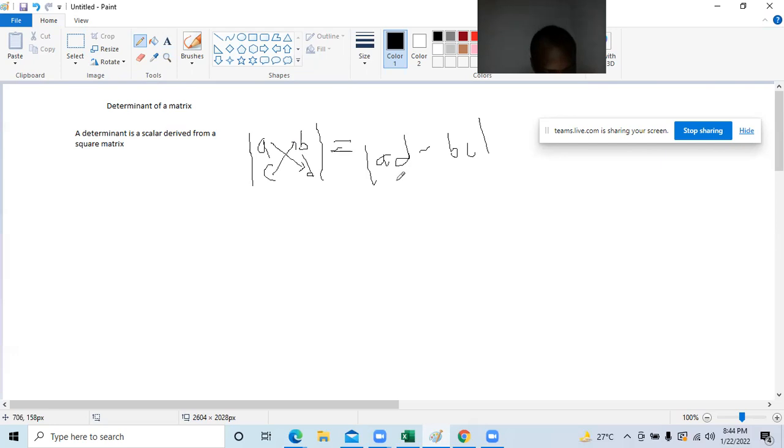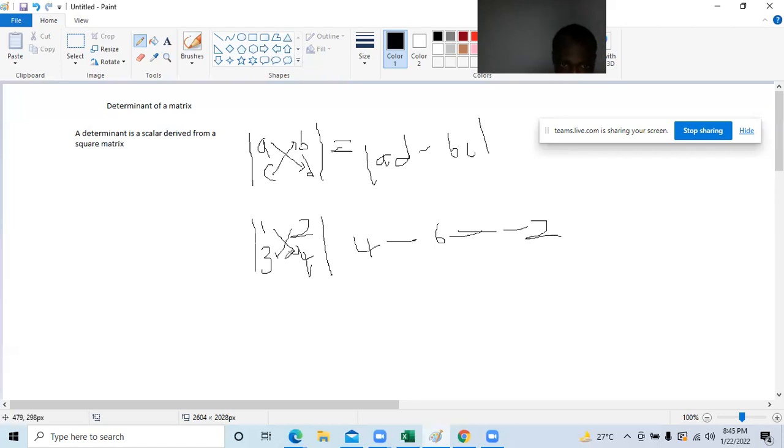So let's take for example, matrix 1, 3, 2, 4. The determinant of this matrix is going to be 1 times 4. That's 4. Minus 2 times 3, minus 6. The determinant of this matrix is going to be minus 2.